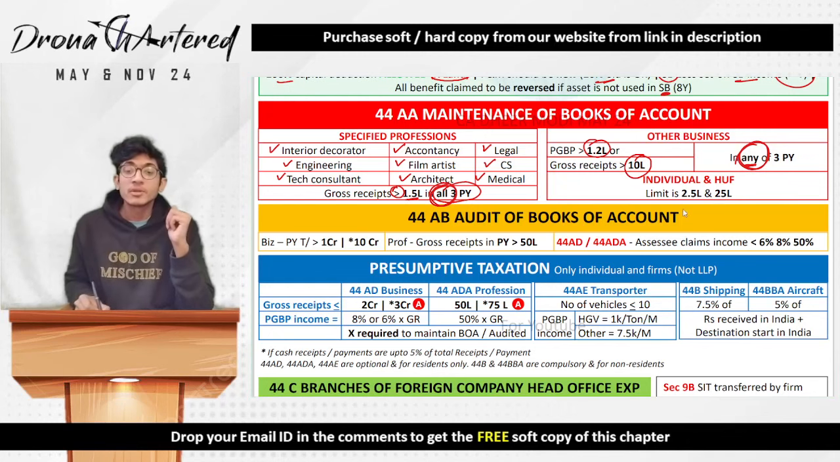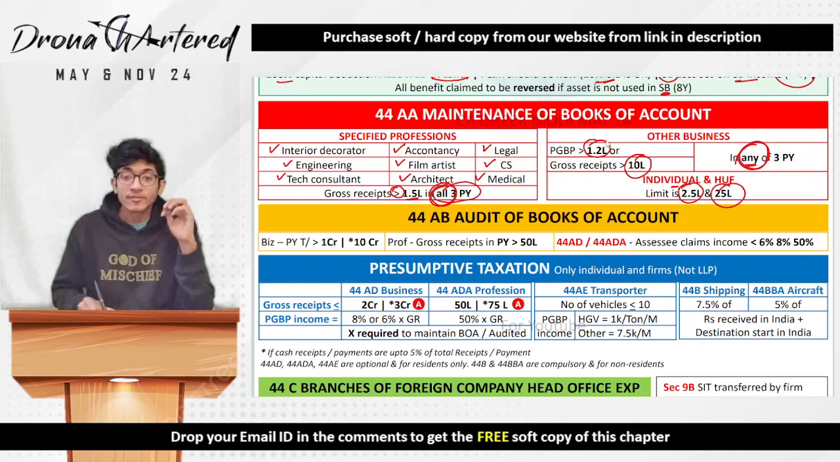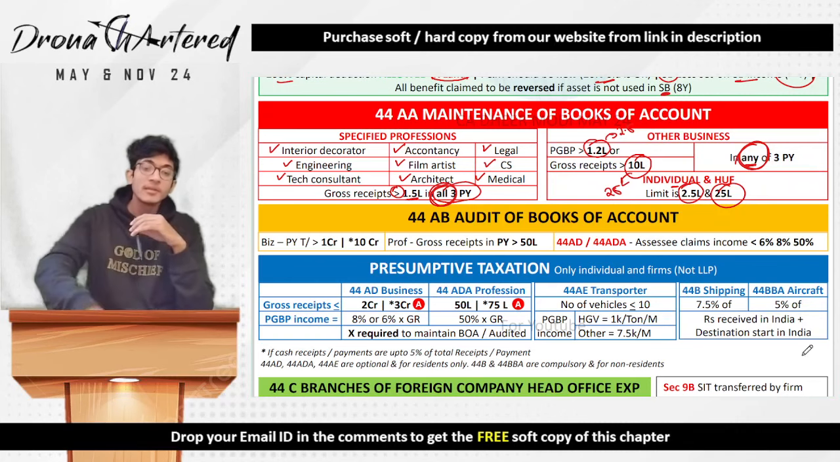However, for individuals and HUF, instead of 1.2 lakh, this limit will be 2.5 lakh, and instead of 10 lakh, the limit will become 25 lakh. Only for individuals and HUF, this 1.2 will become 2.5, and this 10 lakh will become 25 lakh. Okay, clear? I hope section 44 AA is clear.